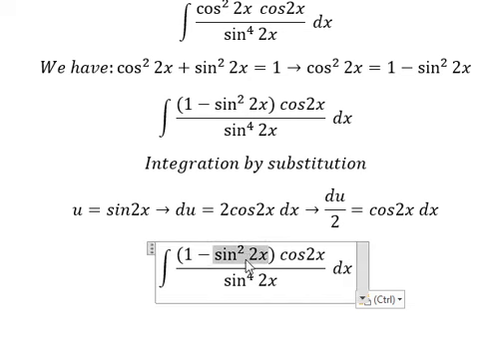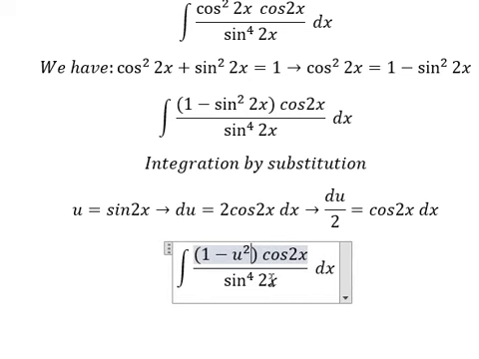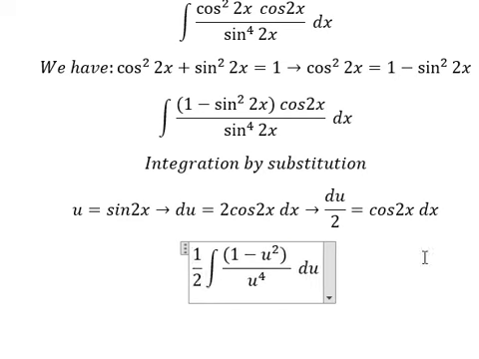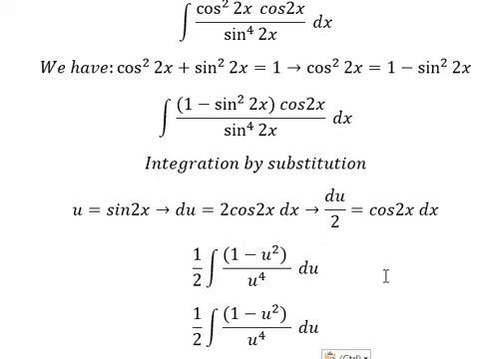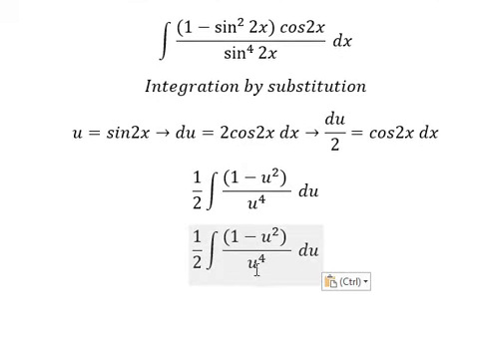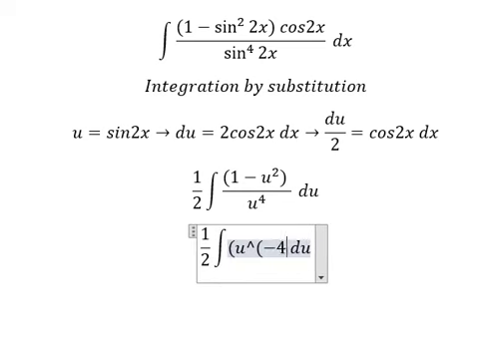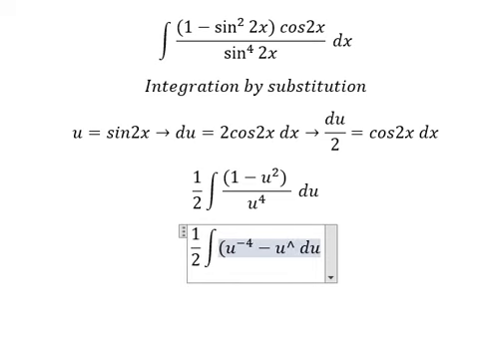This one we change by u squared. This one we change by u to the power of 4. Cosine 2x dx we change by du over number 2. So 1 divided by u to the power of 4, u squared divided by u to the power of 4, we will have u to the power of negative number 4 minus u to the power of negative number 2.